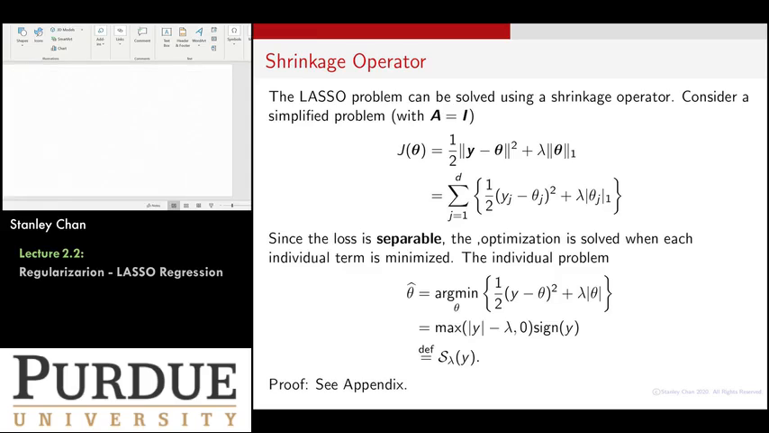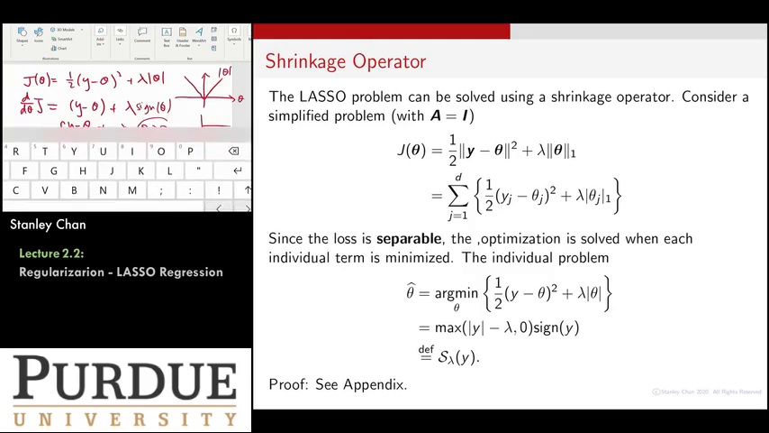So what is it? Well, you can consider 3 cases. You can say that if my theta is positive, then what do I have previously? Well, previously you said that y minus theta plus lambda is 0. So go back to this equation here.